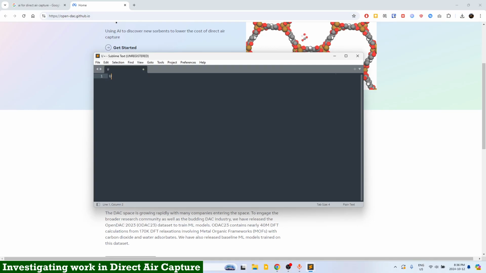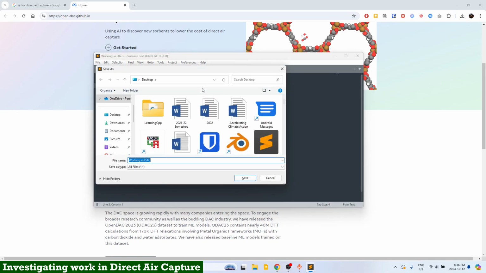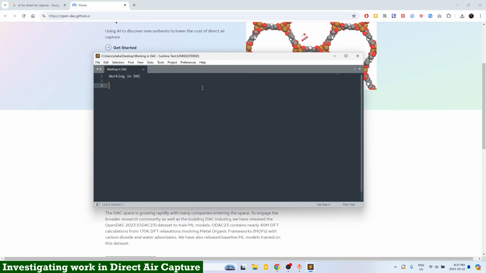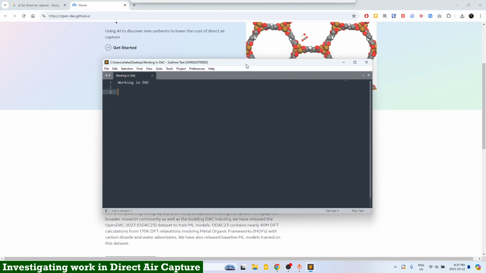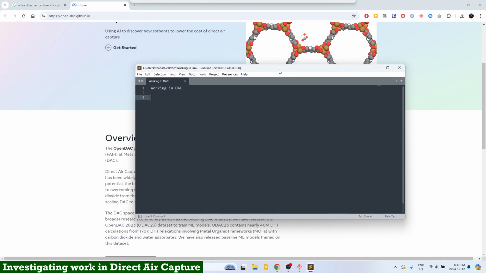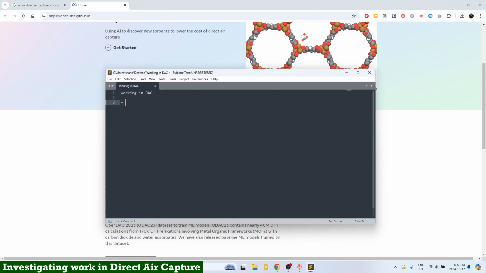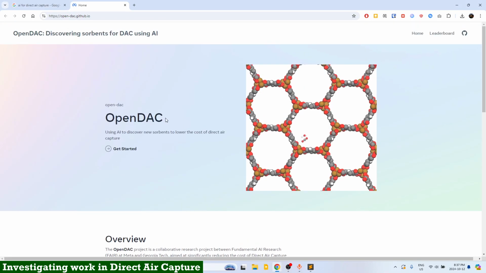A note for, what is this? DAC research. Working in DAC. You know what? Let's do this. All right. What was I even thinking? Sorbent research. Yeah, I don't think I need to do this right now. Let's go back. Discover new sorbents to lower the cost of direct air capture.